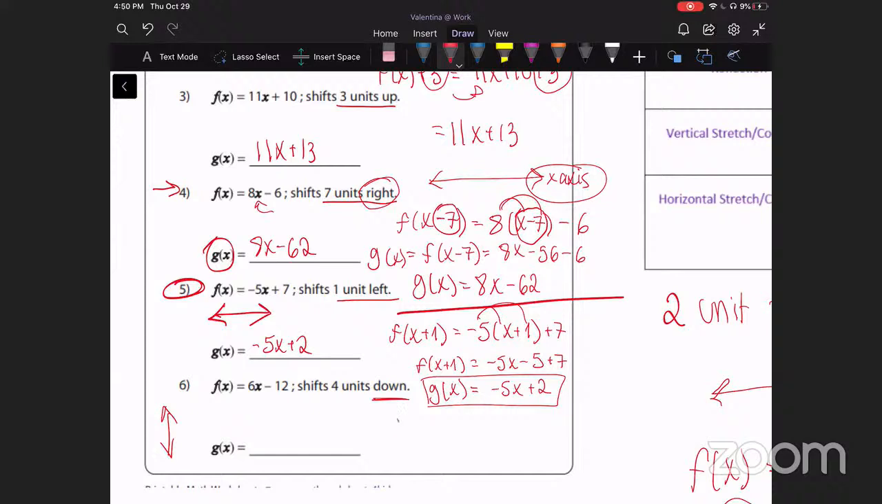f of x equals 6x minus 12. And you're going to move 4 units down. So what do I do to my function? f of x minus 4 on both sides. Like that. Or would it be like this? What do you think?